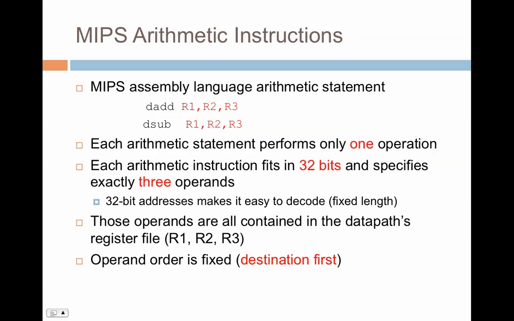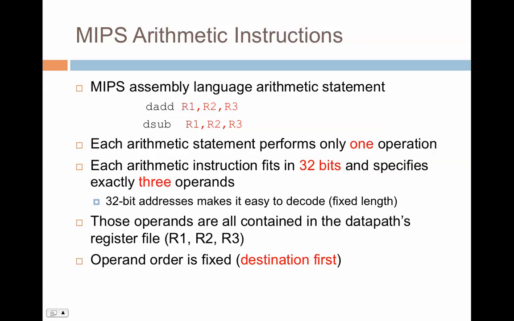Now the MIPS assembly language arithmetic statement can be written similarly for dadd, and you can also do dsub, in which case you would say R1, R2, R3. Here R2 minus R3, and the value is put in R1. So the value of R3 is subtracted from R2 and put in R1. The position of the destination operand is always fixed. It's always closest to the opcode.